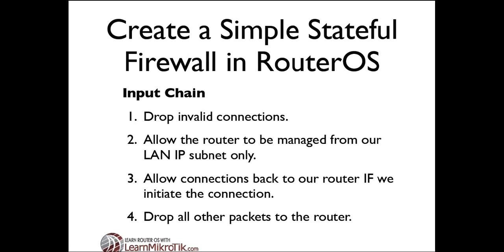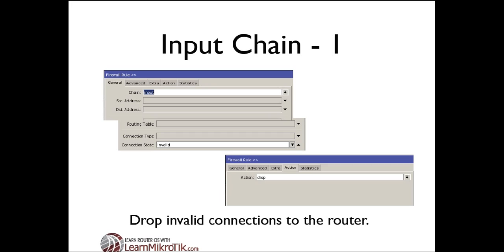The third rule will allow connections back to our router if we initiate a connection. So what I mean by that is if the router tries to ping some host on the internet, we want that ping to get back to us. So we have to have a rule to allow that. And then the last rule is called the drop rule. It drops all other packets to the router. So if you'll notice here, we have three rules that are trying to match certain types of packets, and then a fourth one that just drops everything else. So this is a very typical way to create a firewall. So now let's look at these four rules.